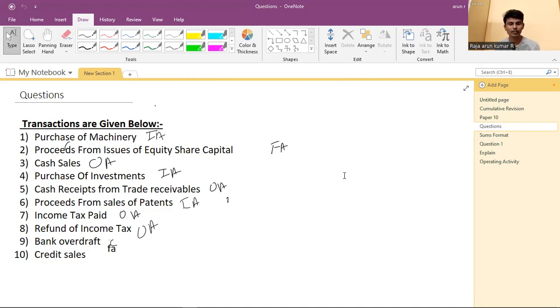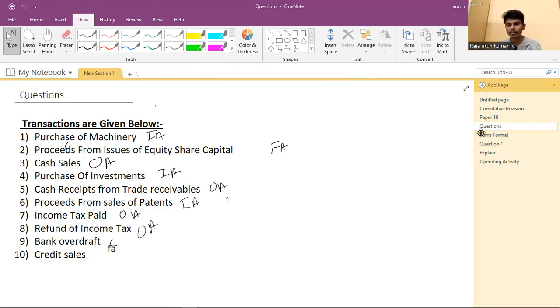Proceeds from sale of patent, investing activity. Income tax paid, operating activity. Refund of income tax is also operating activity. Bank overdraft is borrowings, so it comes under the financing activity. And lastly, credit sales are not covered in the cash flow statement. Okay, we concluded the questions in the last class with that.